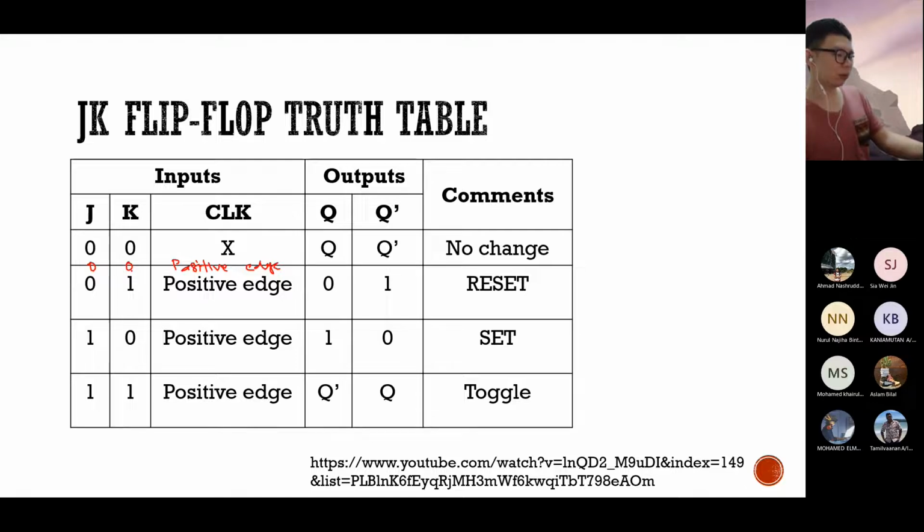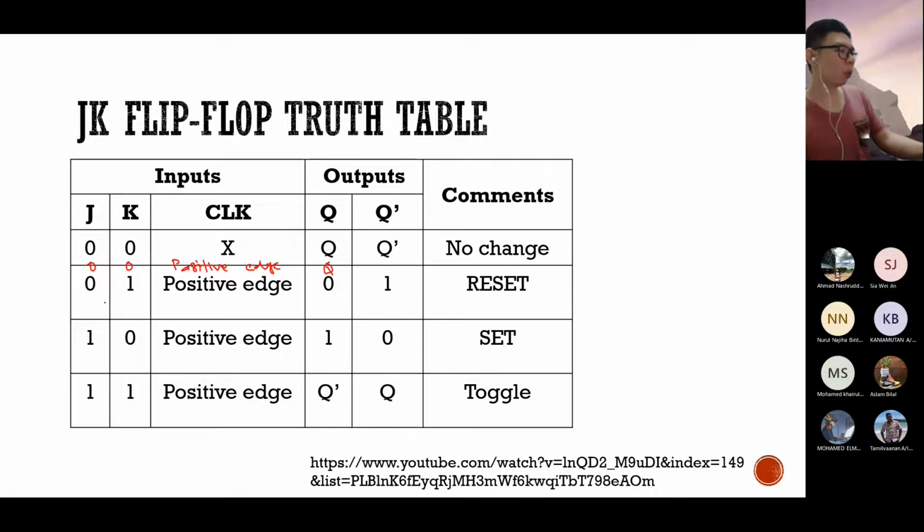So 0, 0 for a JK flip-flop puts it in a no change mode. So if you are in a no change mode and you have a positive edge, your output will still be here because your flip-flop is in a no change state. Okay, no change mode. All right, so let's take a look at what happens if you have 0, 1. If your flip-flop input is 0, 1, and then you have a positive edge trigger, what happens?